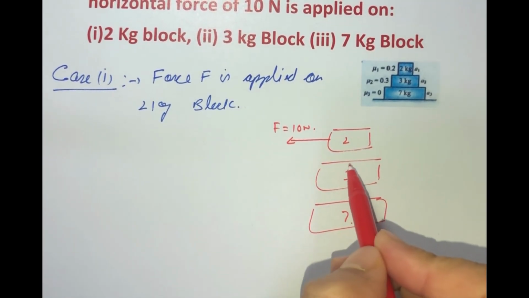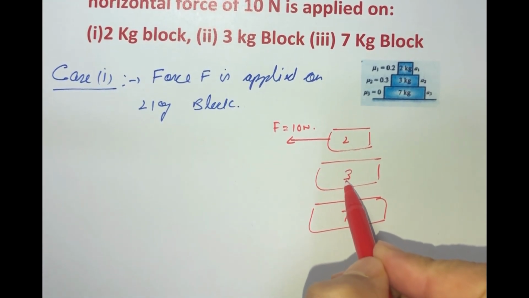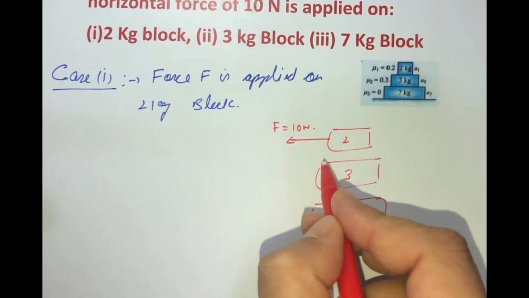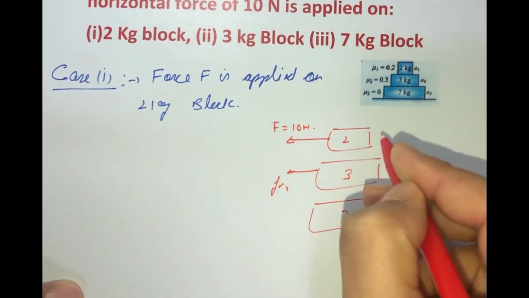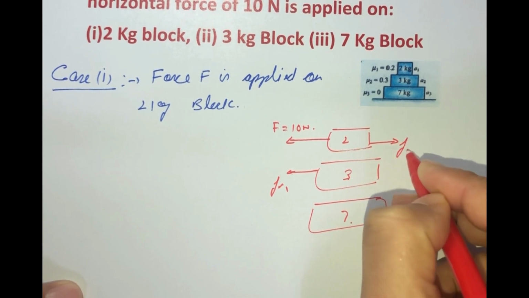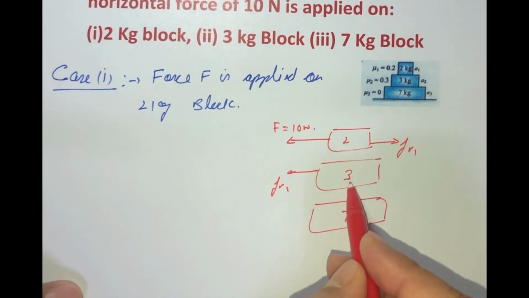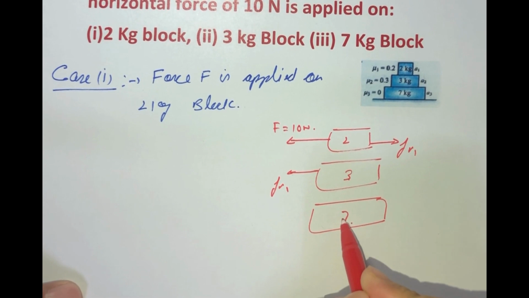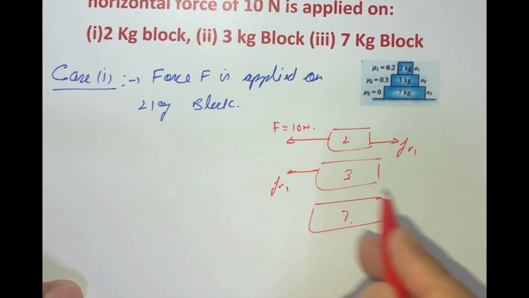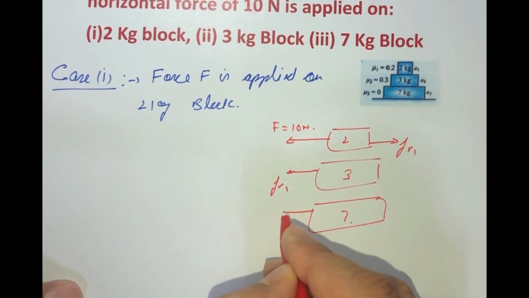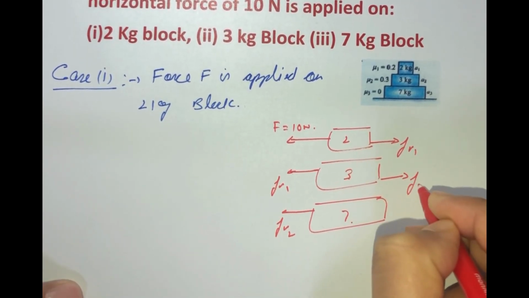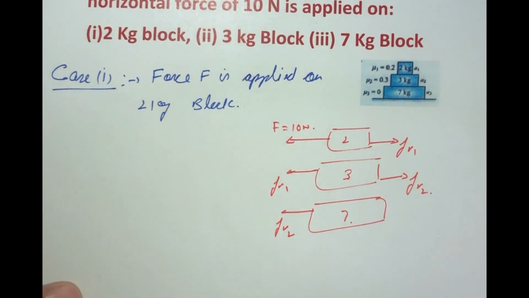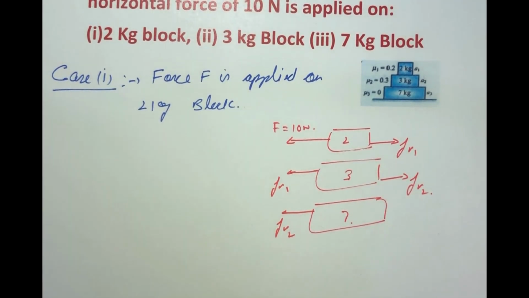So this 2 kg will try to force 3 kg towards left. Let us call this frictional force Fr1. Equal and opposite will be acting here, so this will also be Fr1, and similarly this 3 will try to move 7 kg in the same direction, so let us call this Fr2, and equal and opposite Fr2 will be acting here. These are the various forces other than the normals.